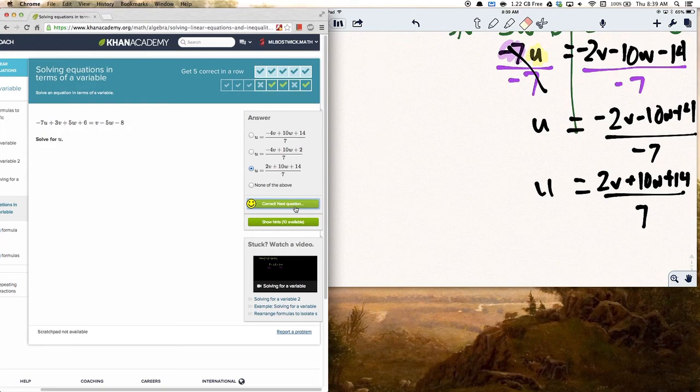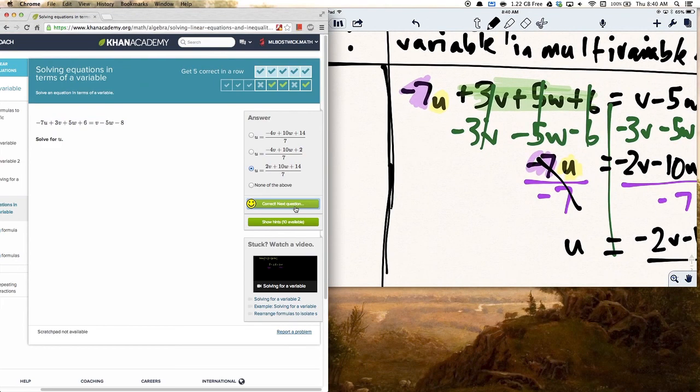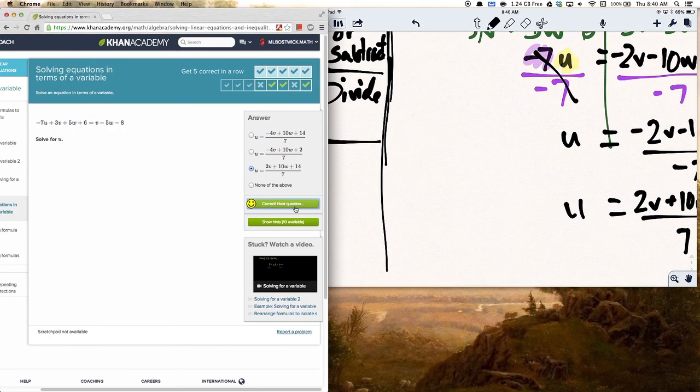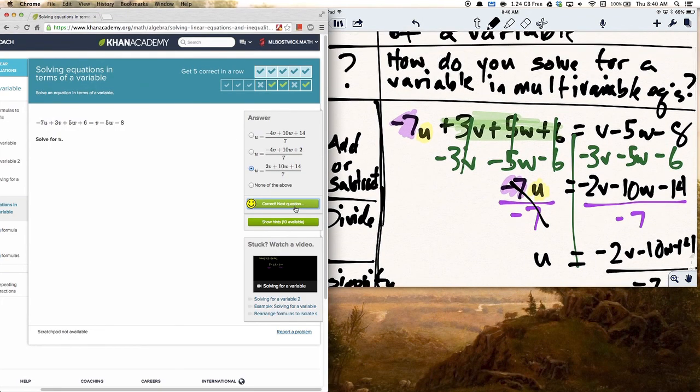Since this is Cornell Notes, I'm going to go back and sort of summarize. The first step here is add or subtract. And then the second step was to divide. And then the third step was to simplify the fraction. And so this is the third type. We'll call this type 3. And this is maybe the simplest type. It's really, when you break it all down, it's really just a two-step equation.